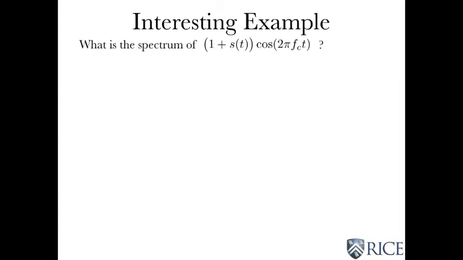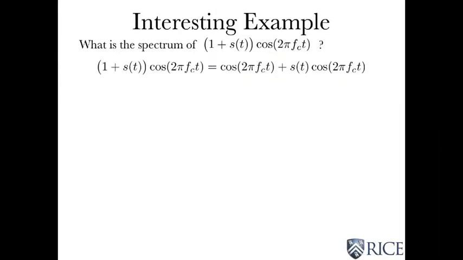First, I want to talk about a very interesting case that's very important. What is the spectrum of 1 plus a signal times a cosine? Okay. And S here is assumed to be a non-periodic signal. It has no special properties other than it's some signal. In fact, it could be something like a speech signal or something.